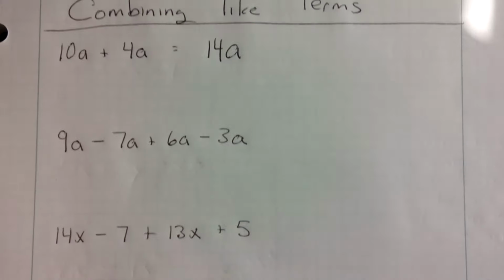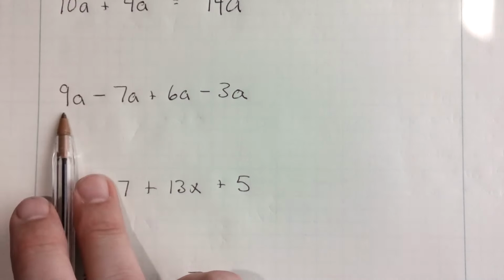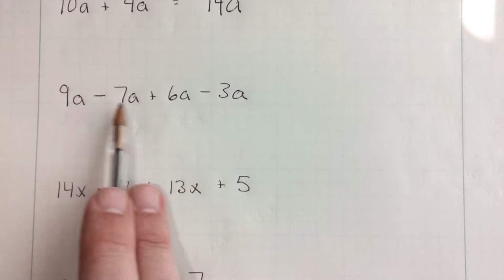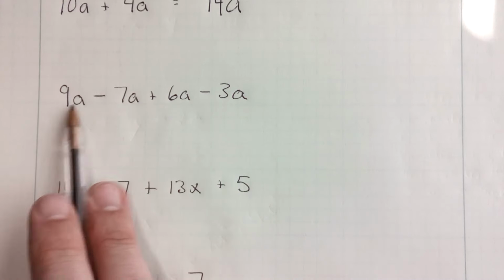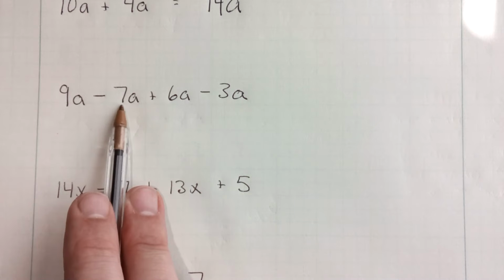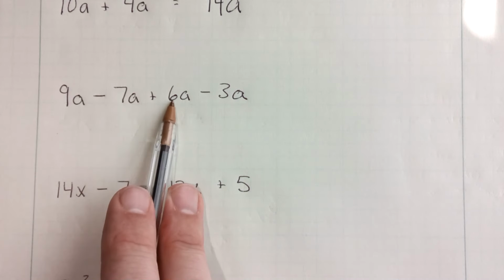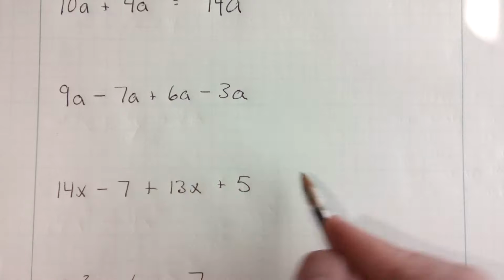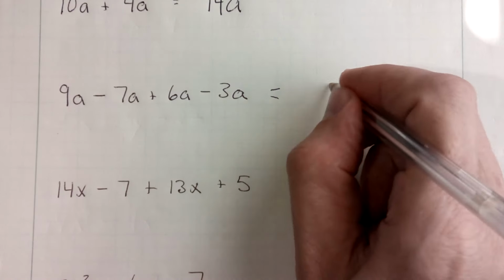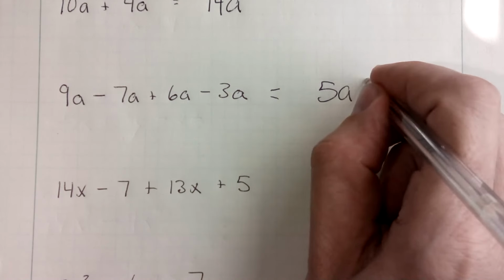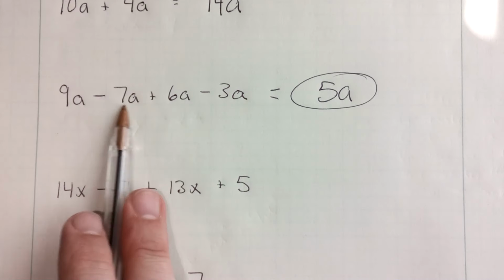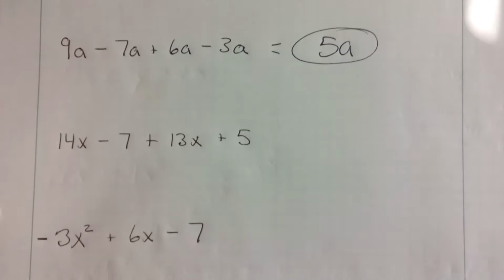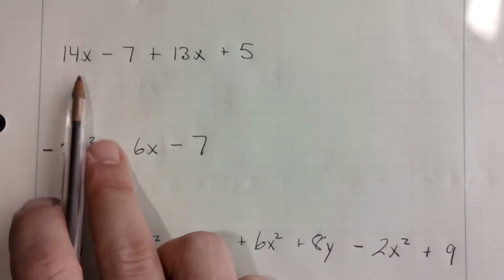Okay, here's another expression where it just happens to start with 4 terms. Again, they all have a single a, so we can actually combine them. We can do 9 minus 7 is 2, 2 plus 6 is 8, 8 minus 3 is 5. So this would reduce to 5a. So again, it's just adding those coefficients, watching your signs, adding or subtracting the coefficients. Now, eventually we're going to get to some where they're not all like terms.